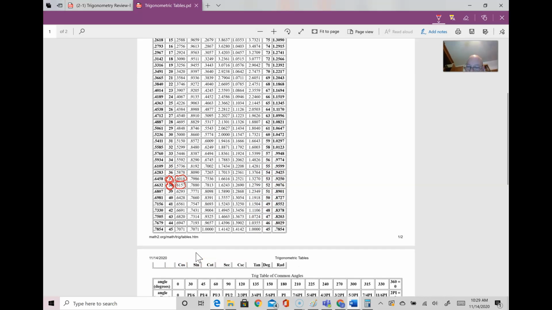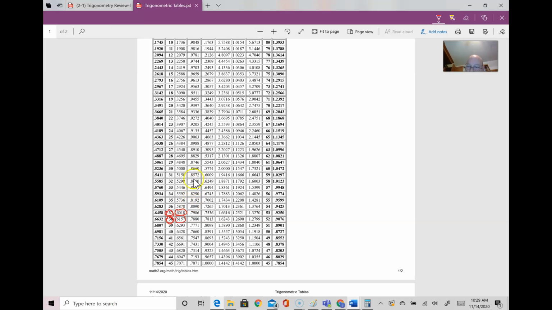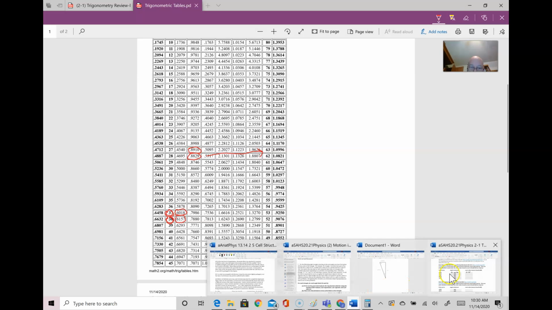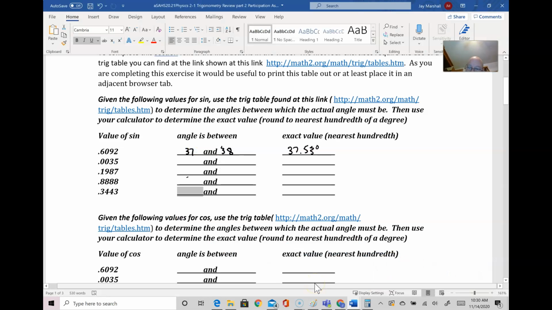So if I go to the sine column for that, and I go up to 0.8888, again, I don't have that exact number, but I have 0.8829 and 0.8910, and then I go over here and look at that angle, and that angle is between 62 and 63 degrees. So at an angle of 62 to 63 degrees I get a sine of 0.8888, and so I'll go back to my worksheet and say that that angle is between 62 and 63.